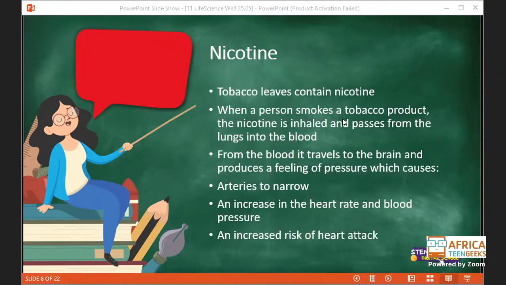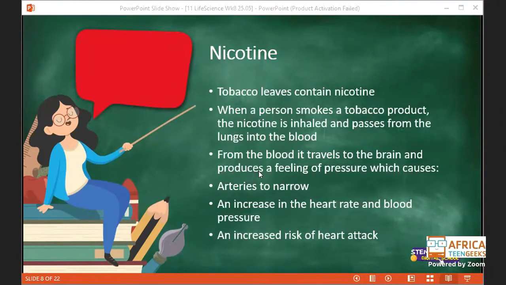So just note these characteristics of nicotine. Remember, it is very addictive. It is also the substance which causes withdrawal symptoms in people who would like to stop smoking. Those withdrawal symptoms include headaches, irritability, inability to fall asleep, and difficulty with concentrating.